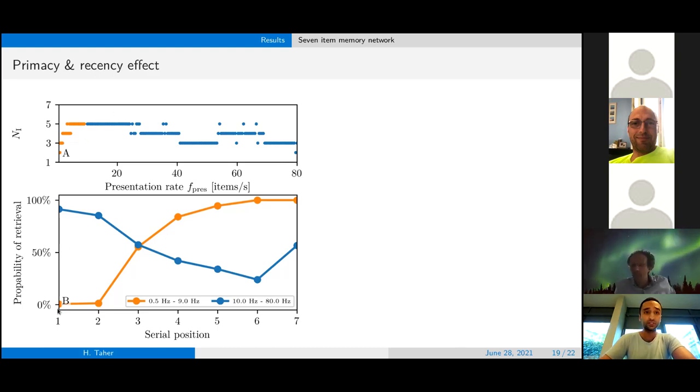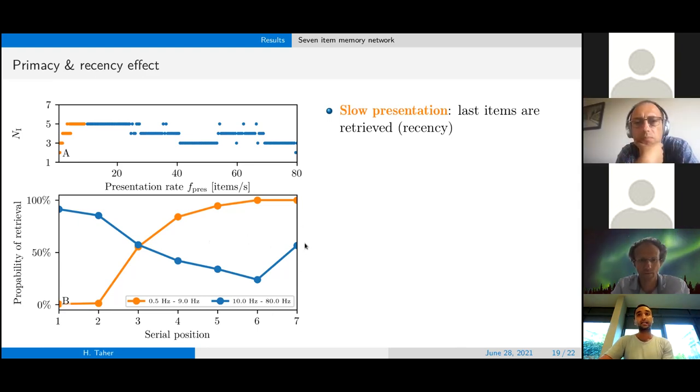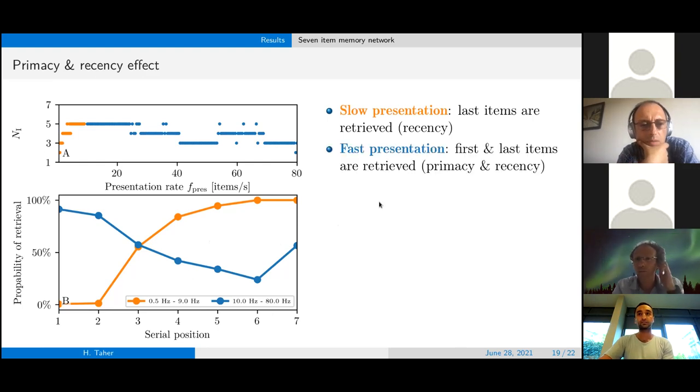We can also see which serial positions are more likely to be retrieved, depending on how fast we present the items into the network. And what we see is a very well-known primacy and recency effect. So if we present the information very slowly, the first items are forgotten because it's a long time ago that the network saw this information, but the latest ones are very probable to be retrieved. And for a very fast presentation, we rather remember the first items to be presented and also the last item. This is a primacy and recency effect.